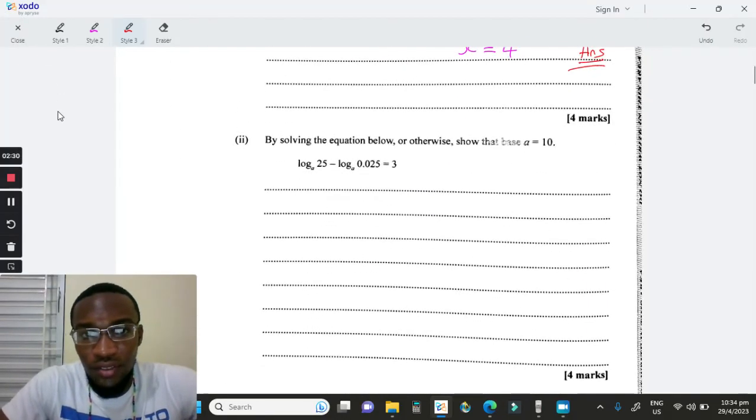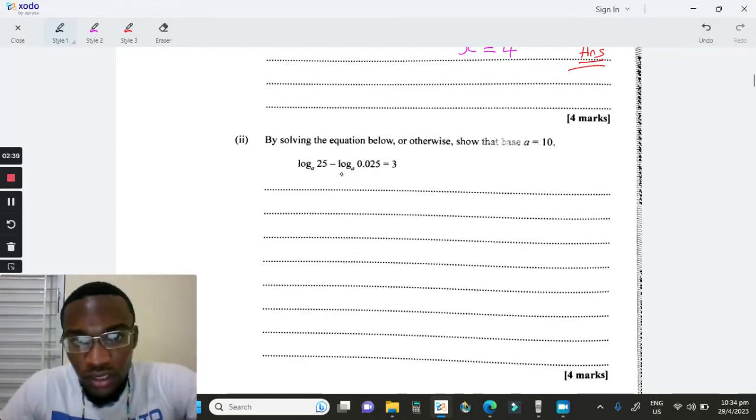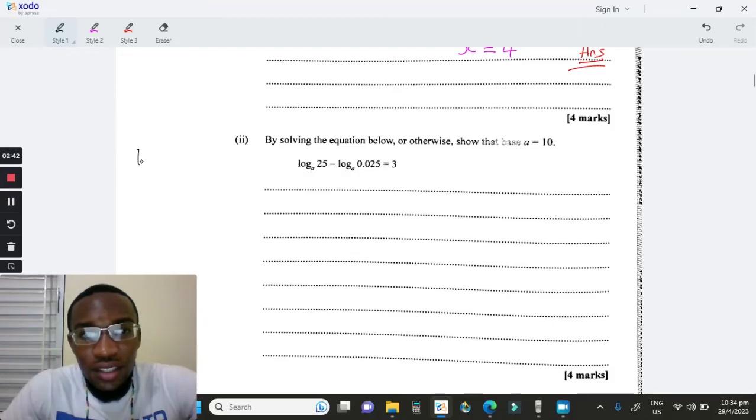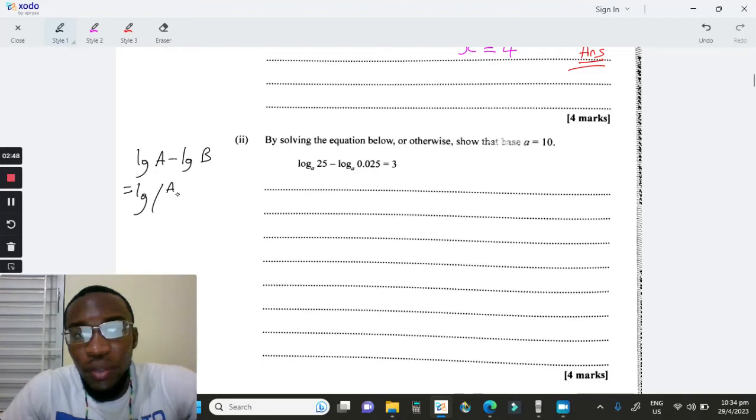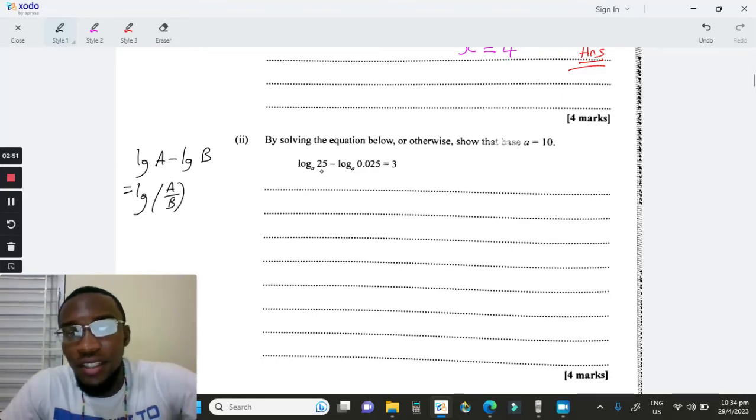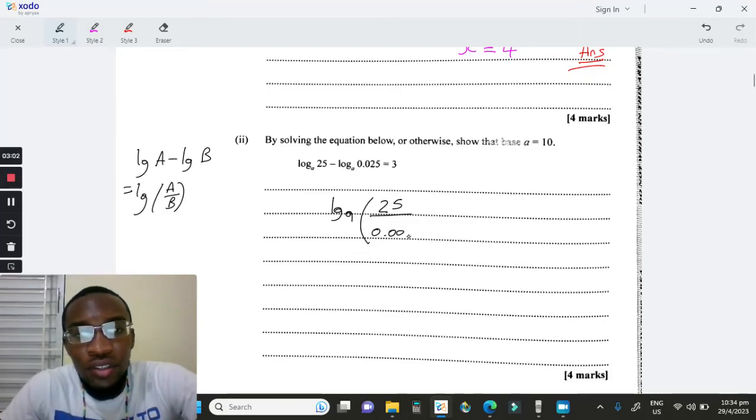This question says, by solving the equation below, show that the base a is equal to 10. So solving this equation, the rule of logarithm says log a minus log b is equal to the log of a over b when the bases are the same. So in this case, this becomes log base a of 25 divided by 0.025, and we equate it to 3.